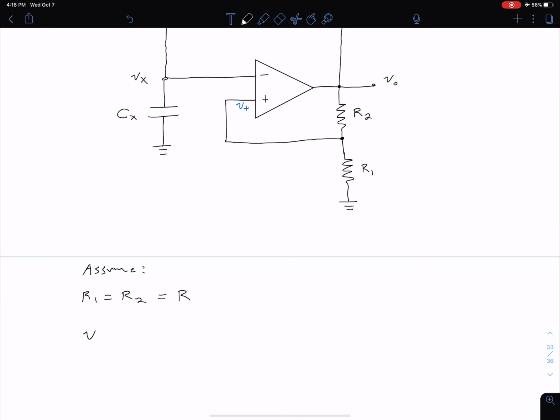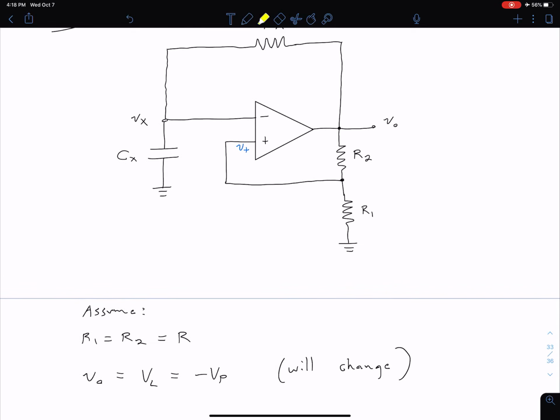And here is where our assumption about the state comes in. Let's assume that our output voltage is equal to the low saturated state, which in our previous assumption we said was equal to negative V sub P. And again, keep in mind, we know this will change because this is an astable oscillator. So it's not going to stay here. It's just going to be flipping back and forth between positive VP and negative VP. Okay, so if this output then is negative VP, that's the voltage here.